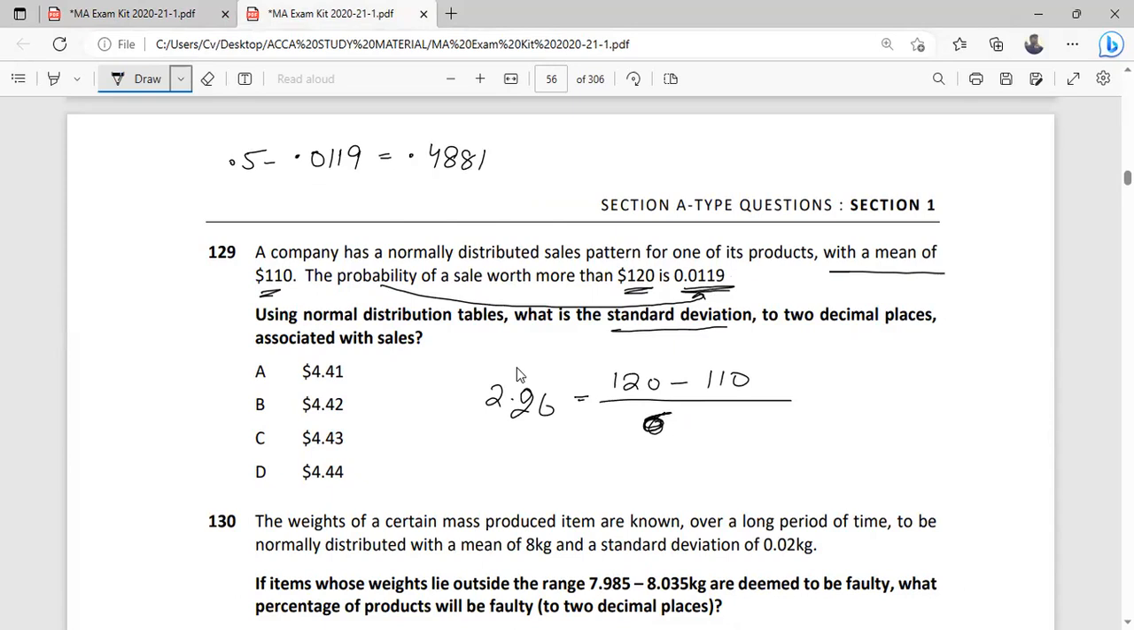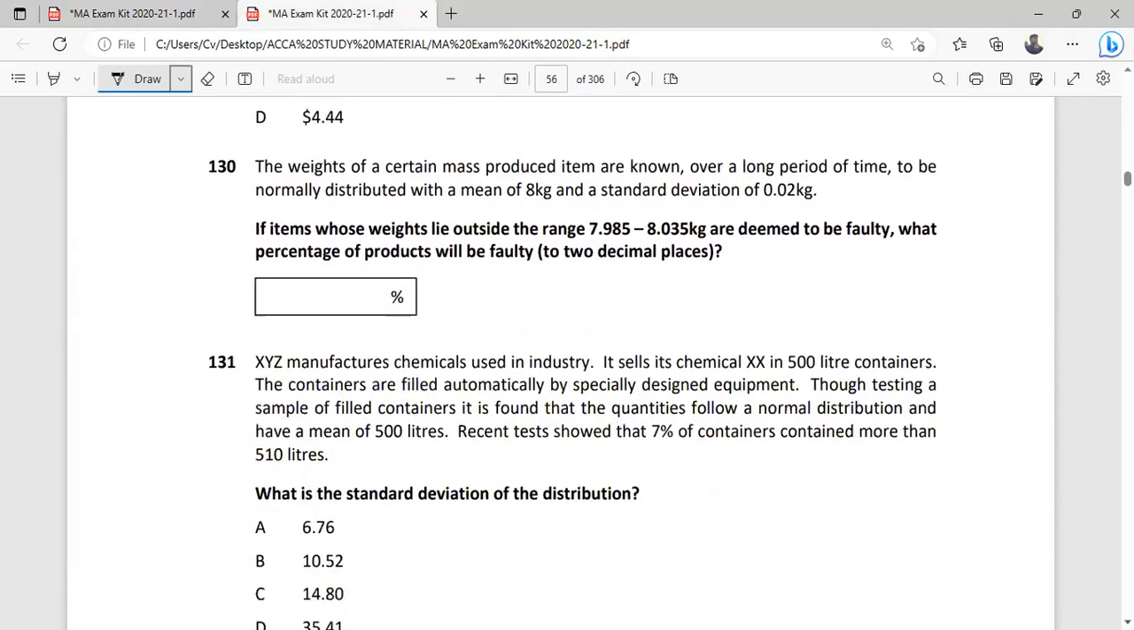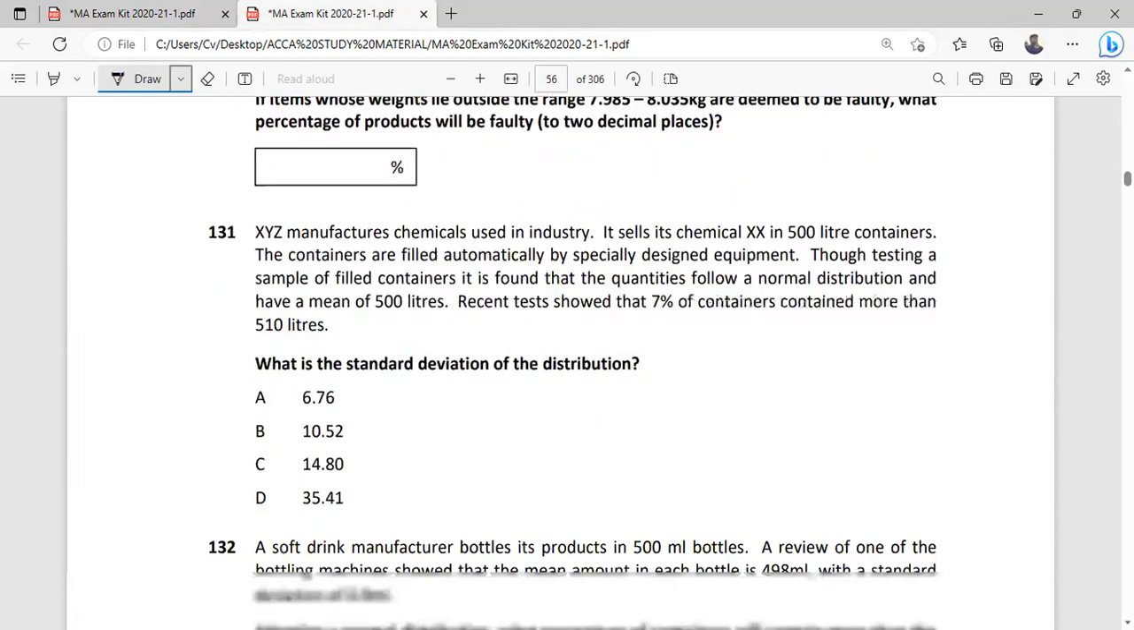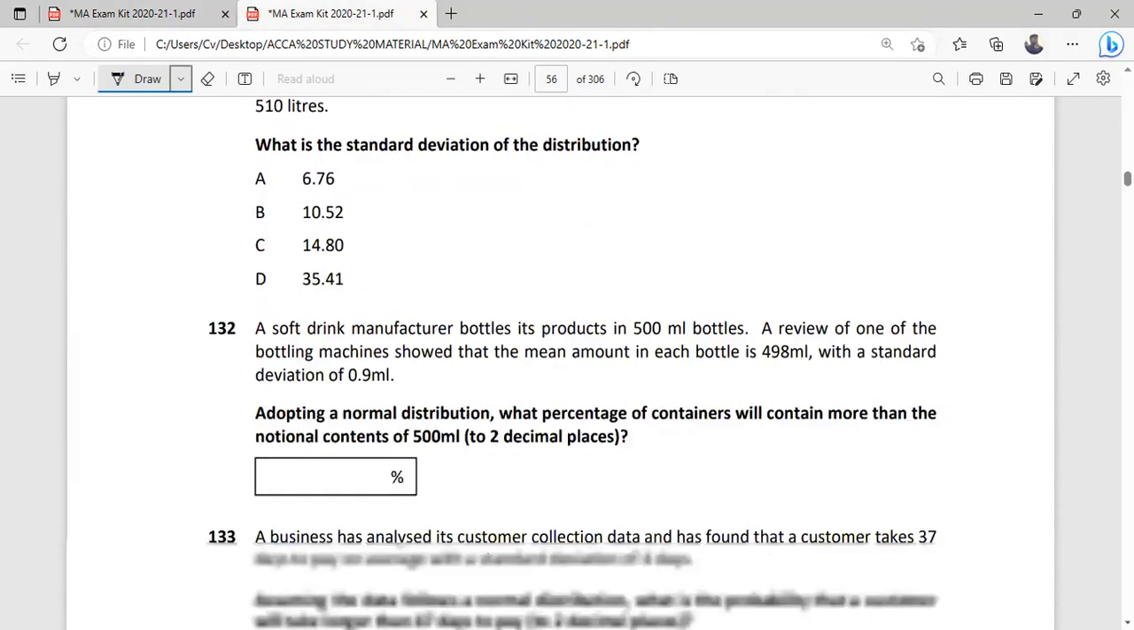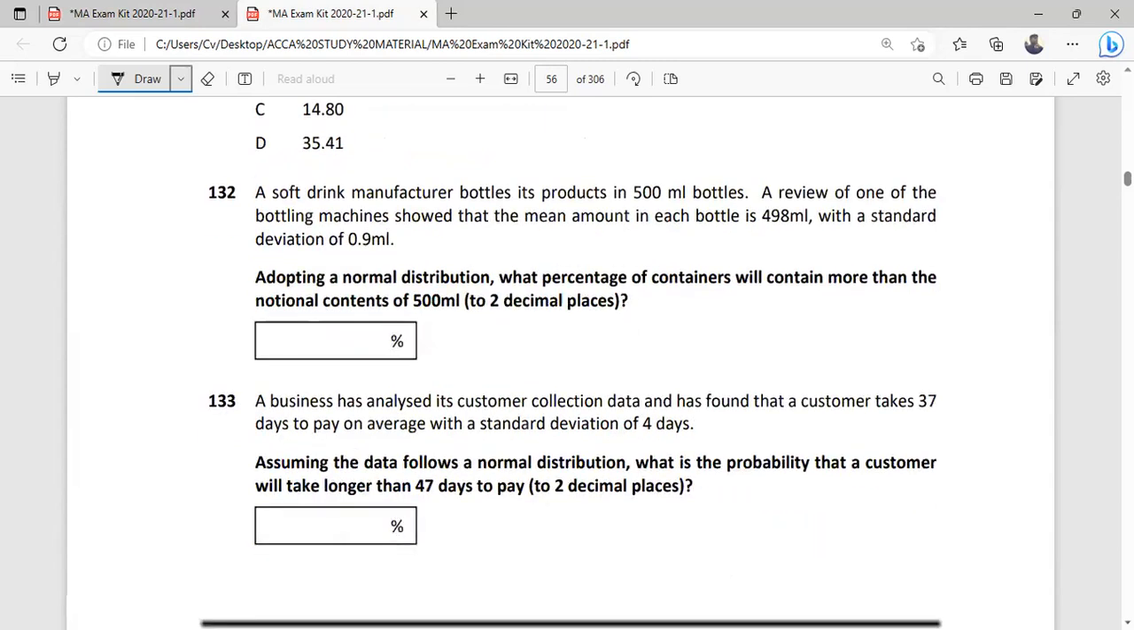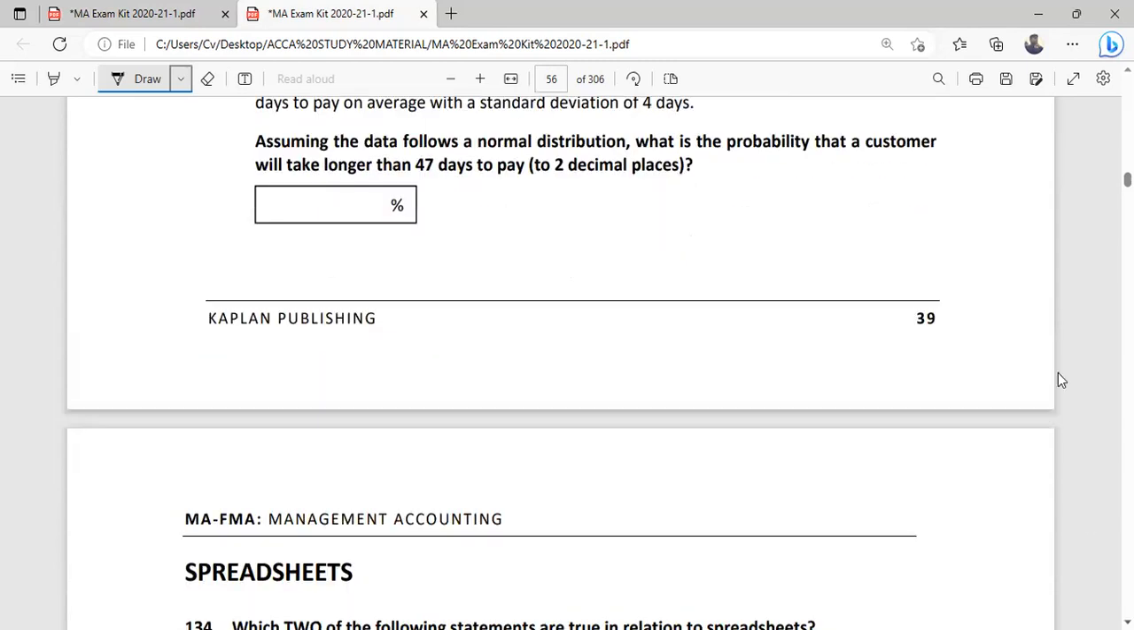So now you can calculate your standard deviation by replacing these two values. 10 divided by 2.26. So the answer is 4.42. So B is the right answer. Next question is the same as previous questions. Similarly, in the next question, you will calculate standard deviation. So the next 3-4 questions are the same.